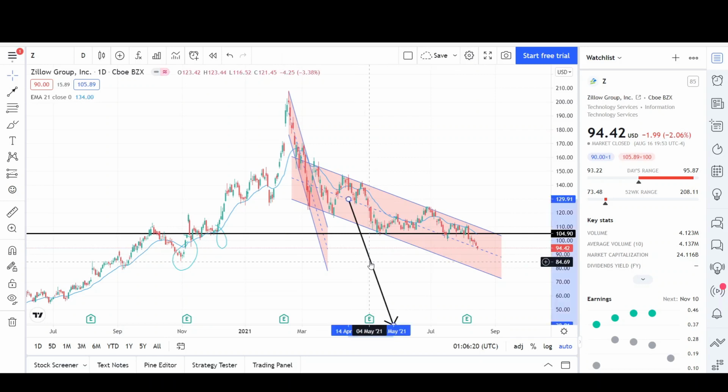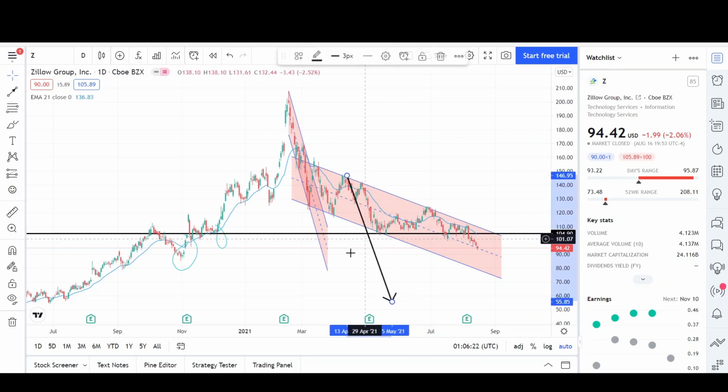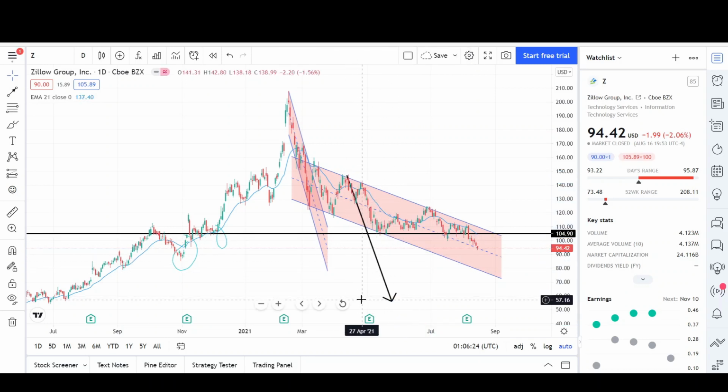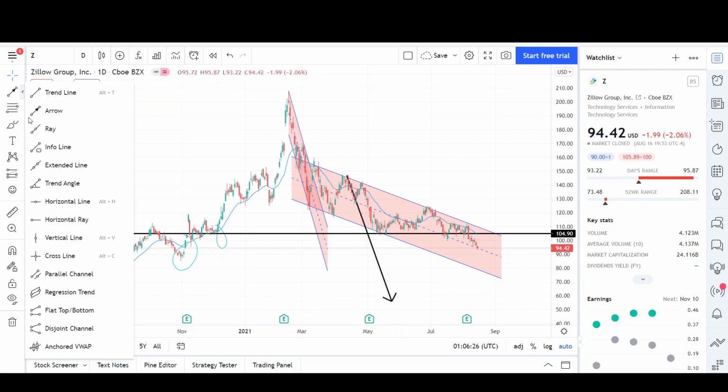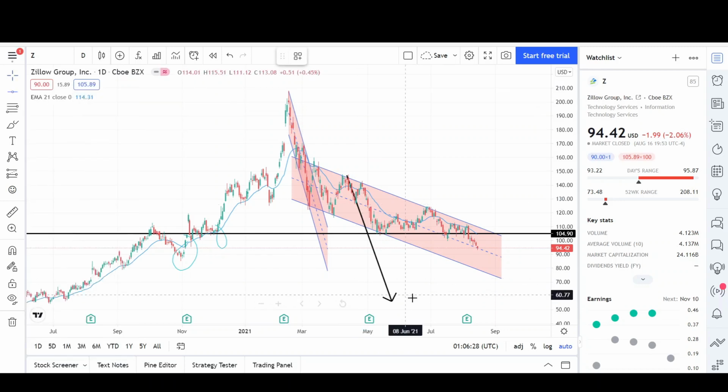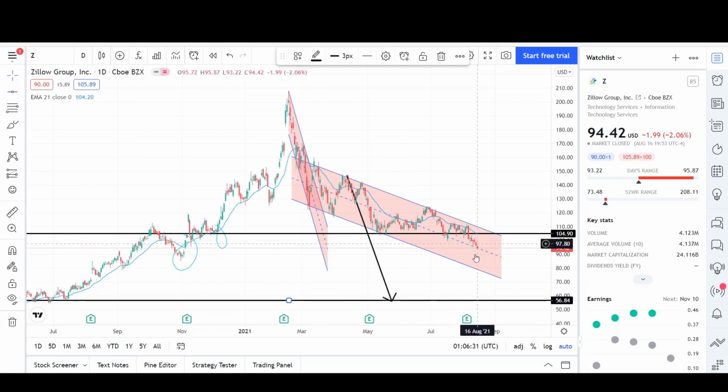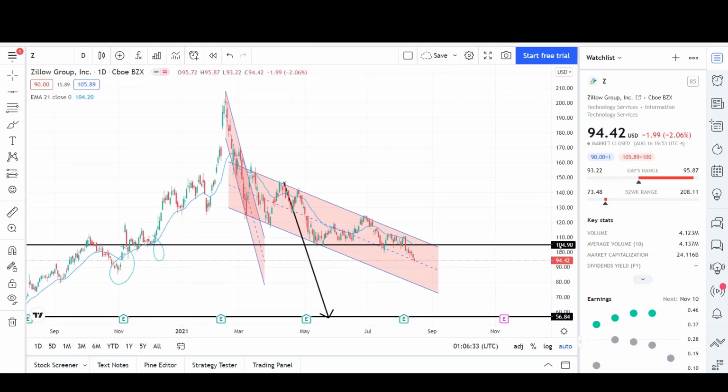You just drag it up right here. Looks like Zillow is trying to reach this $57 level. I'll put a horizontal line there. I don't know if it's going to get there right away. Probably going to take a couple weeks or a couple months.